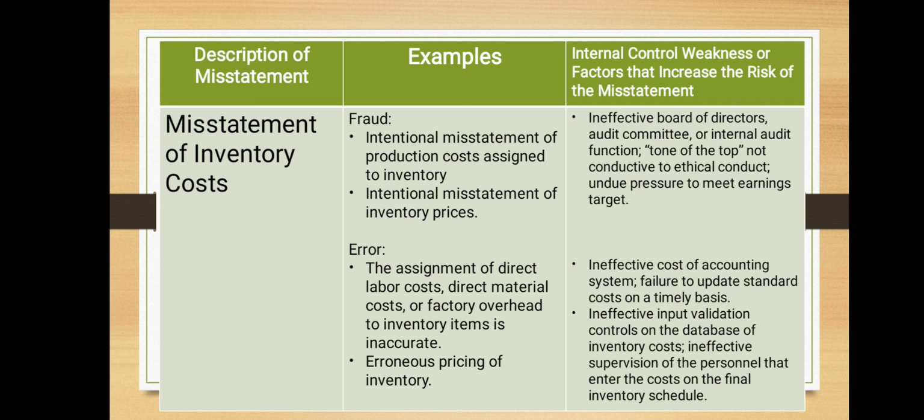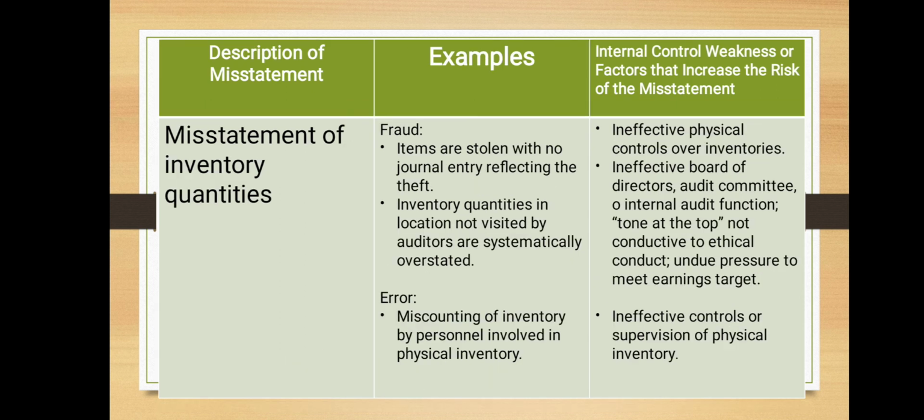Error: the assignment of direct labor costs, direct material costs, or factory overhead to inventory items is inaccurate. Erroneous pricing of inventory. Ineffective cost accounting system. Failure to update standard costs on a timely basis. Ineffective input validation controls on the database of inventory costs. Ineffective supervision of the personnel that enter the cost of the final inventory schedule.